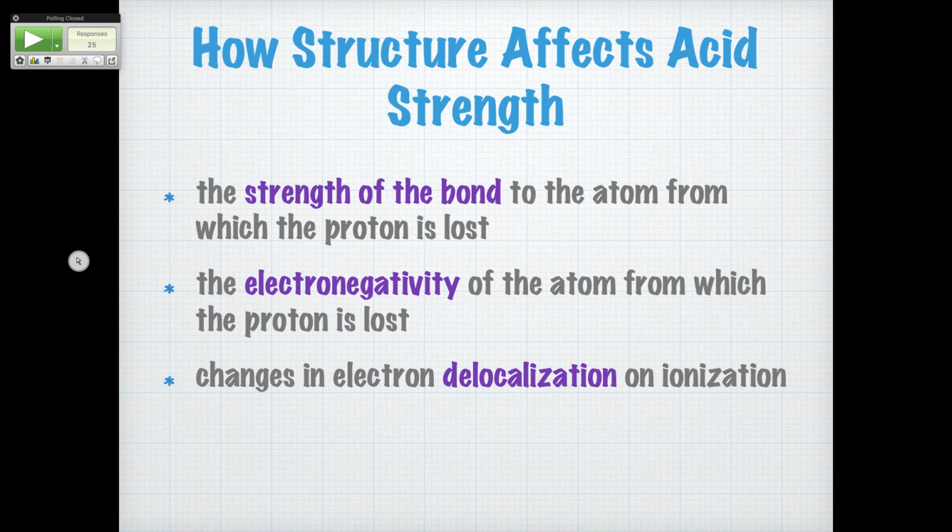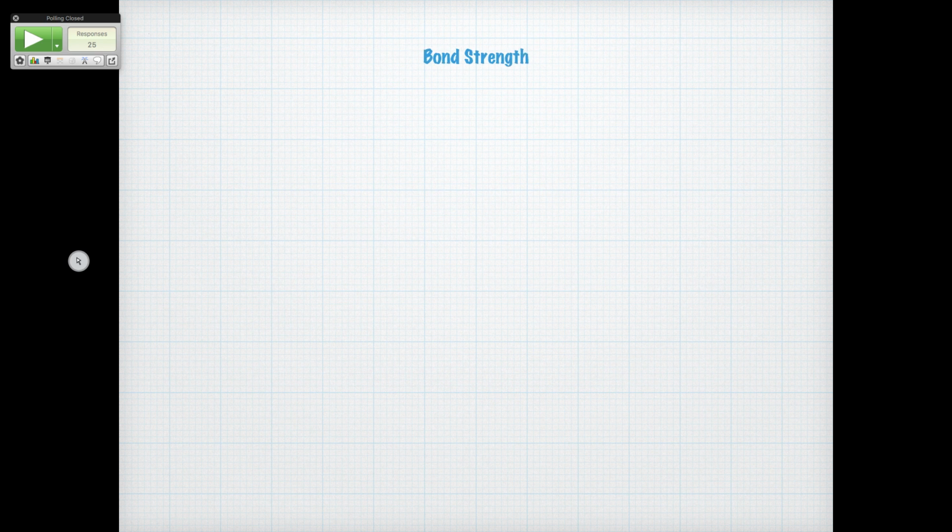And then the third thing is changes in electron delocalization on ionization. And we talked about that one already when we talked about acetic acid versus an alcohol, right? We did, why is acetic acid more acidic than an alcohol? And the big reason was delocalization. Resonance forms is what that is. Your book really liked that term, delocalization. All right, so what about the other two?